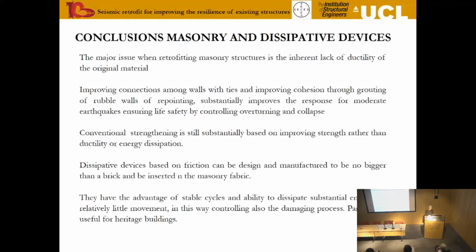Dissipative devices based on friction can be designed and manufactured to be no bigger than a brick and inserted directly into the masonry fabric, and they have the advantage over other types of dissipative device that they don't need much maintenance, they also have very stable cycles and dissipate a substantial amount of energy for relatively little movement.